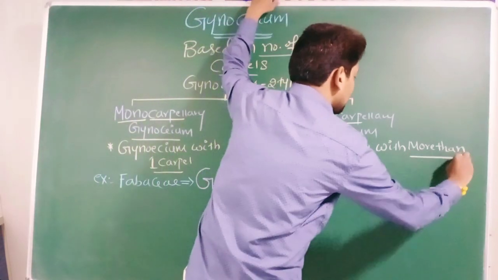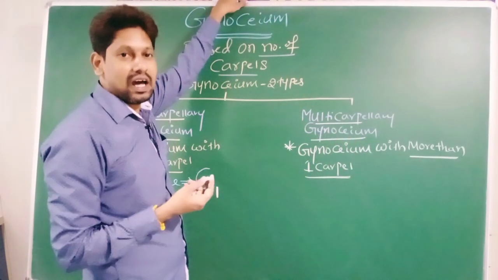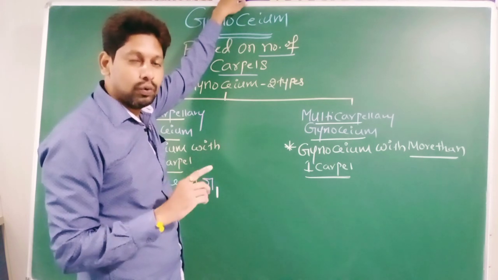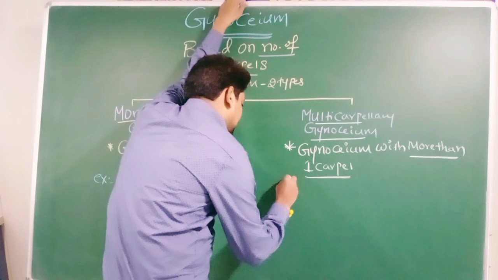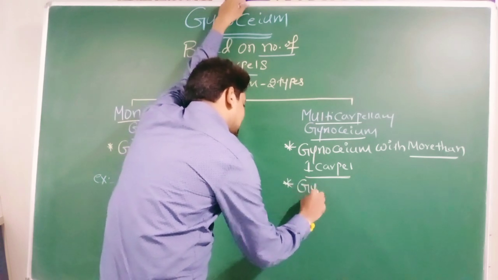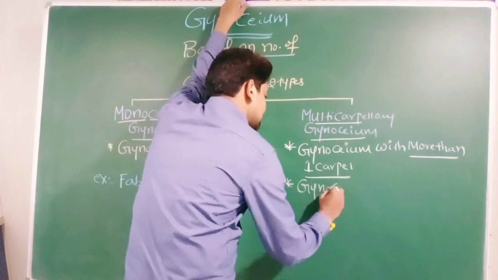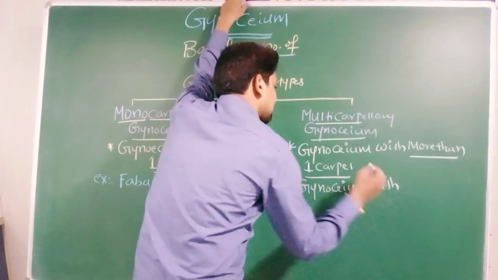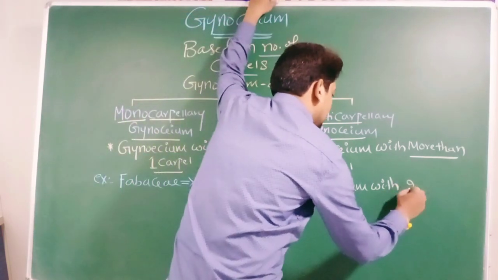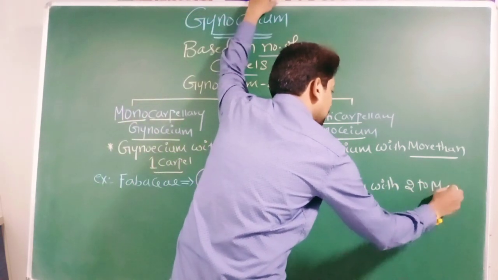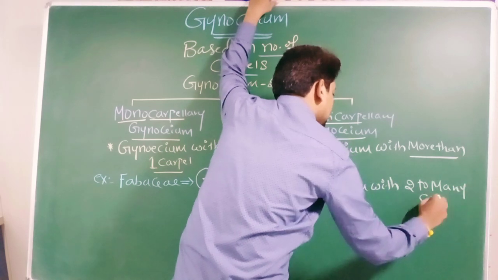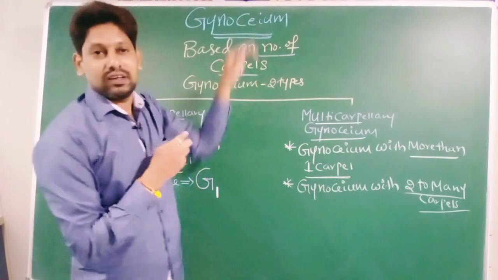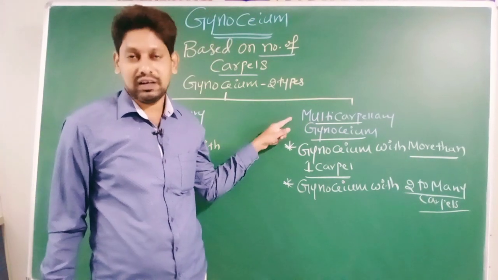Here Gynecium is having more than one carpel, we are saying. More than one means how many, sir? Two, too many. Therefore, here Gynecium is with too many carpels. We are discussing multicarpillary Gynecium.